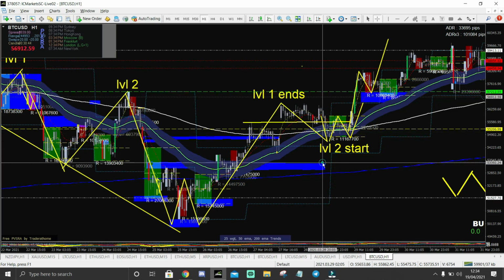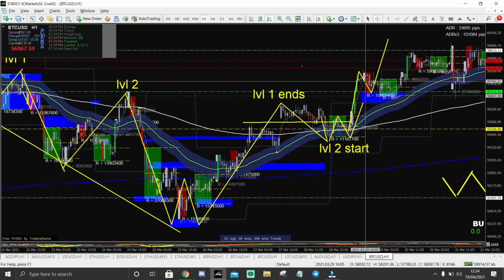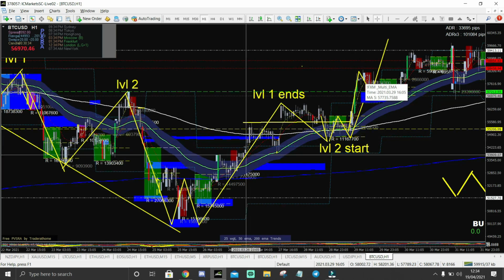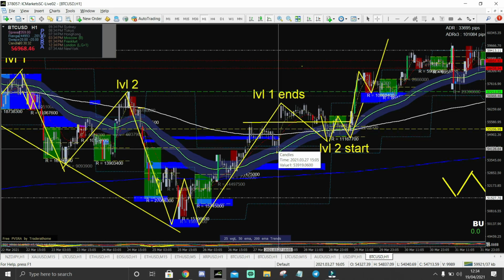And what happens? We anticipate a move out of the zone. Because look, price breaks out, completely takes out the previous level. Now, if you had based your decision that this was level 1 and pulls back, look what happens.